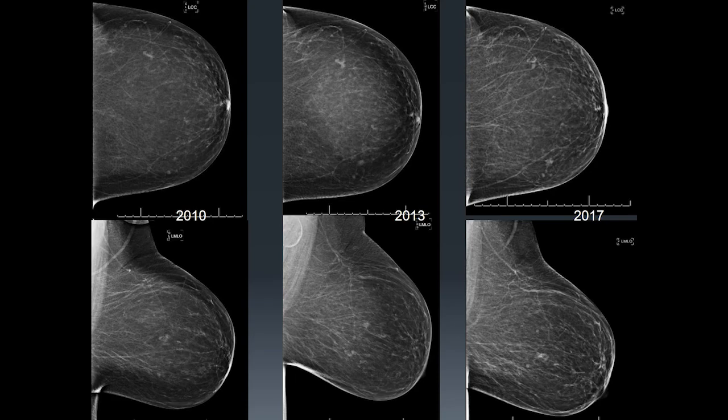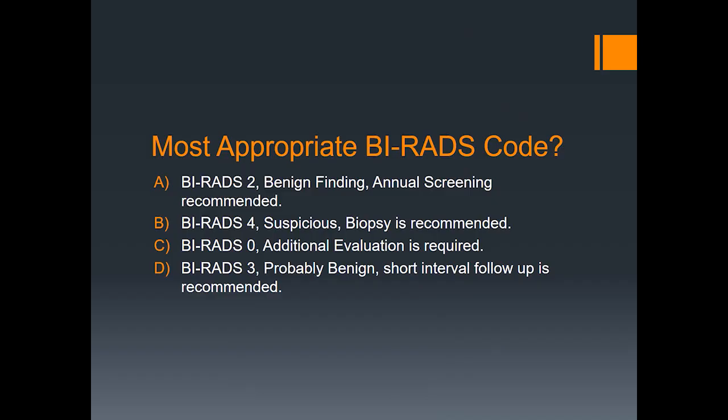Think about positioning, technique, and following findings within the breast over that longitudinal 7-year process. What would you select for your BI-RADS code in this screening mammography?